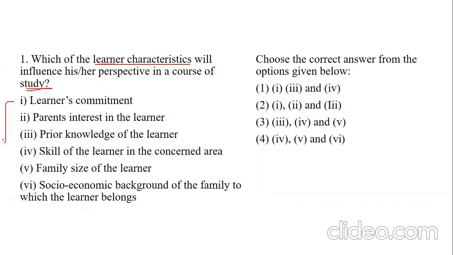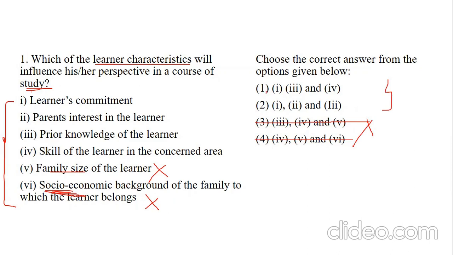Now, when you get such type of options, you have to first find out those options which cannot be answered at all. So it becomes easier for you to cut down the options. For example, family size of the learner and his economic and social background definitely will not be an option. That is 5 and 6. So wherever you get options number 5 and 6, cross them out. So you are left with these two options.